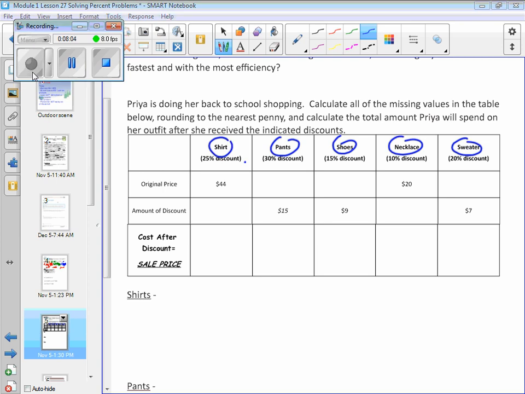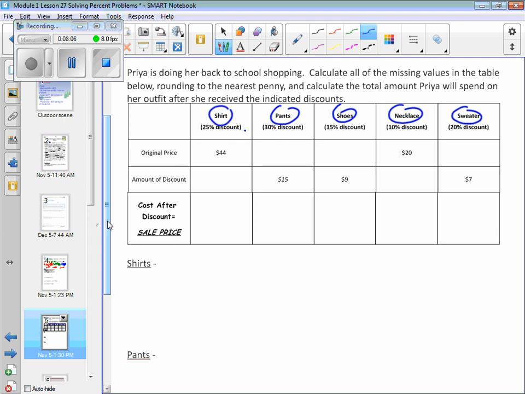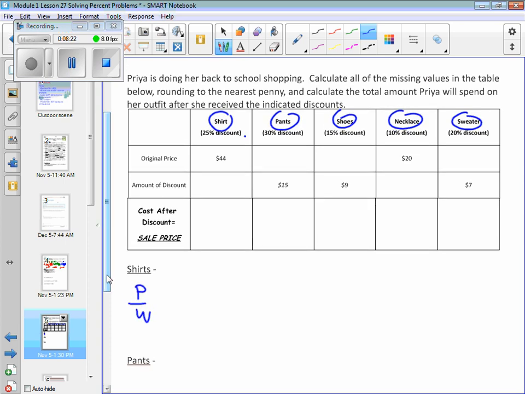All right, now let's do this. We'll do the shirt. We'll do the shirt together. What's my template? Jen. Yep. What's good about all of these is they give you the discount for every single one, so you automatically have one ratio done. 25% becomes what ratio? Dan. Okay.